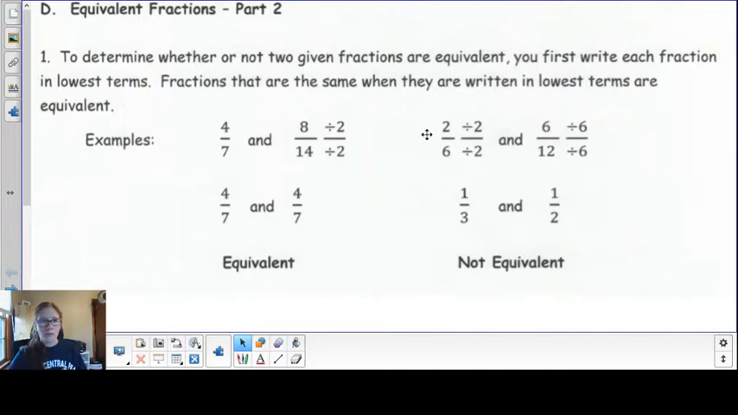Hello guys! So today we're going to talk about equivalent fractions part 2. So we're going to decide whether or not two things are equal.